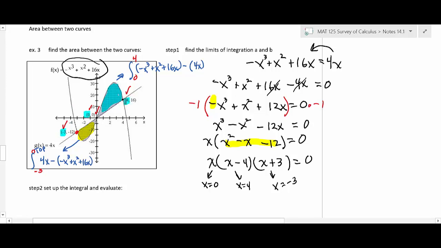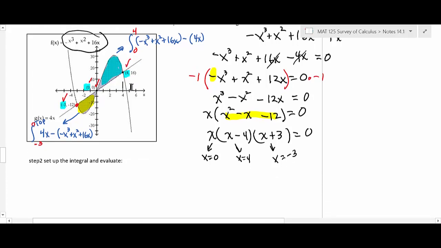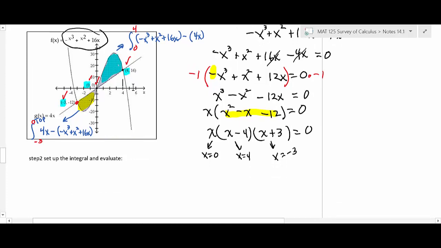So I told you you could go by looks, but I wanted to show you how you could do this problem in case you can't. Okay? So now what we're ready to do is set this problem up. This is going to be a pretty big problem to do because you got two integrals. So the first thing we're going to do, I'm going to call this region 1 and this region 2. So the total area is going to just be equal to the area of region 1 plus the area of region 2.